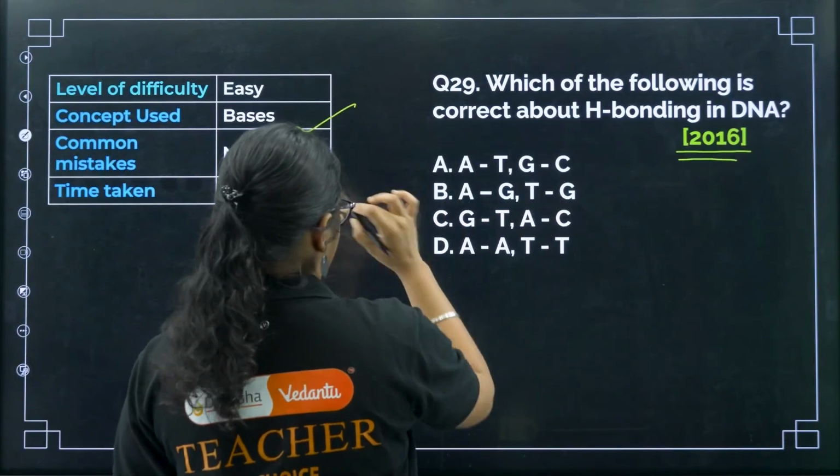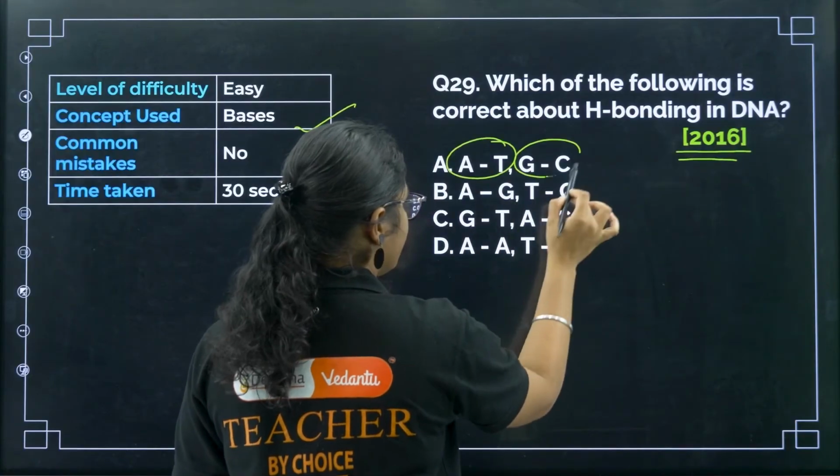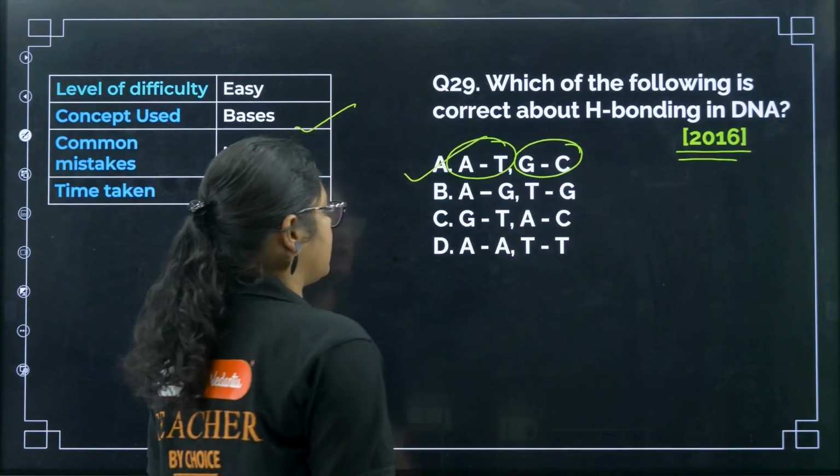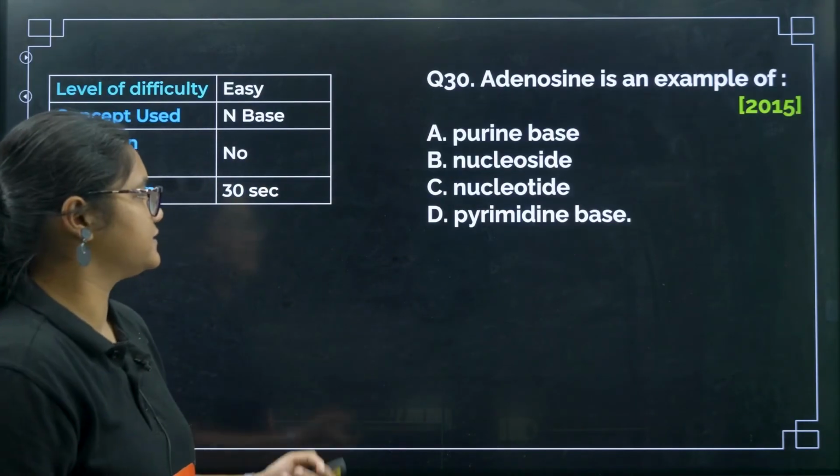Okay. Next, which of the following is correct about the hydrogen bonding in DNA? So again this is about complementary theory. A, T and G, C will form the hydrogen bond, right? So option number A will be the correct answer, just now we discussed.